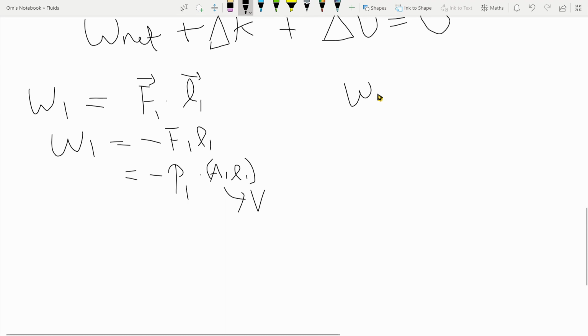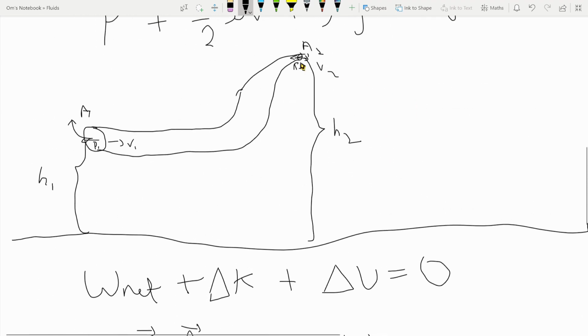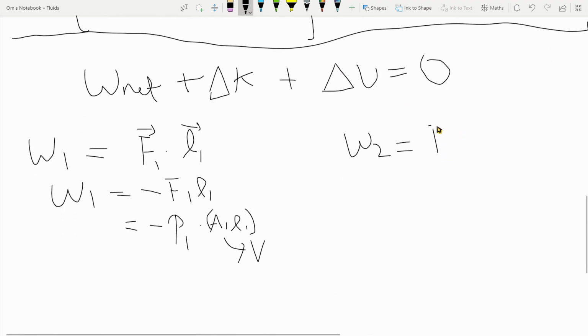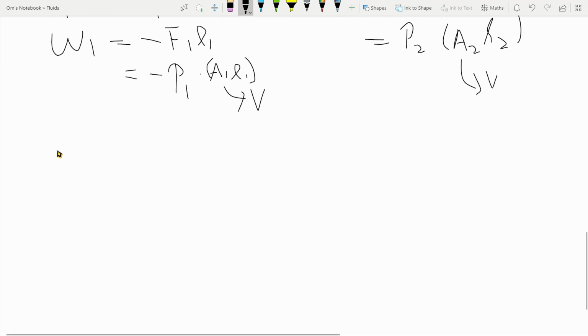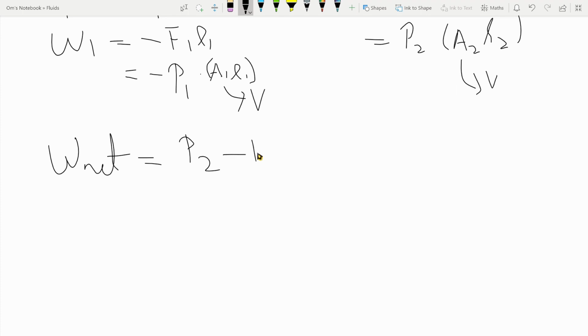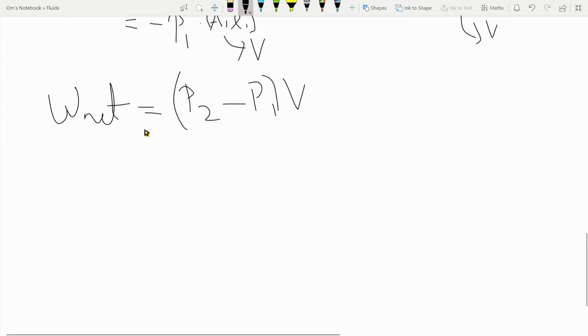Similarly, at the other end, we can write a similar equation, except for this end, the force is in the same direction. That is, the fluid is exerting a pressure in this direction. So we can write work 2 is equal to F2 dot L2. And this, when we do all of it, will evaluate to P2 into A2 L2, right? Because over here we'll have a positive sign. So we can write work net is equal to work 1 plus work 2. I'll just skip writing that, and that will be equal to P2 minus P1 times the volume of the fluid. So that is our first term that we've gotten over there.